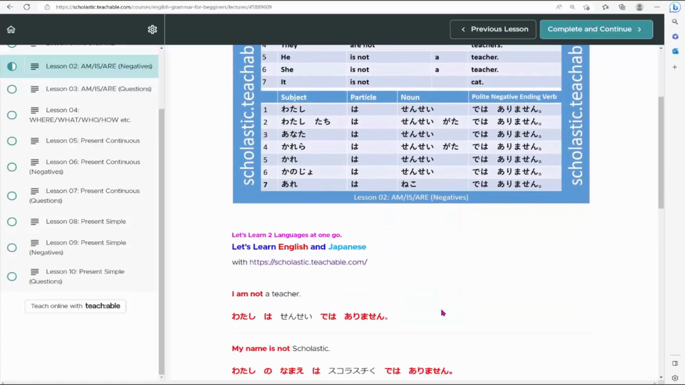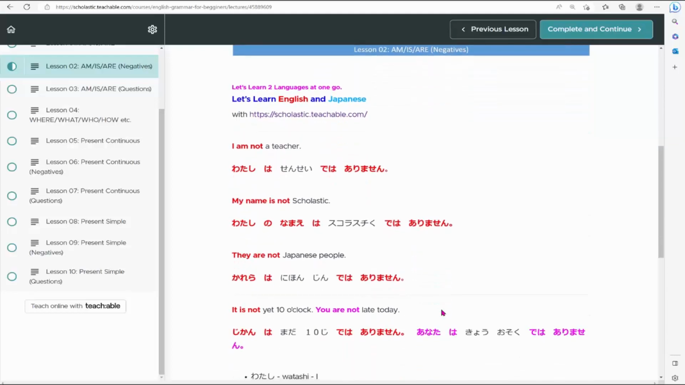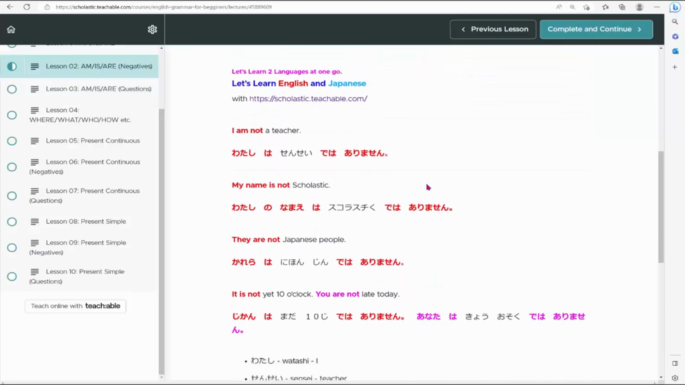Okay, so let's go to the section down here under the table. We have some explanations here. I am not a teacher. Watashi wa sensei de wa arimasen.